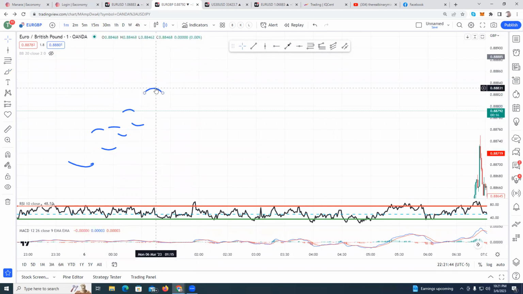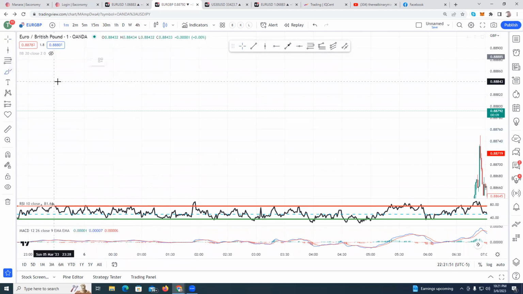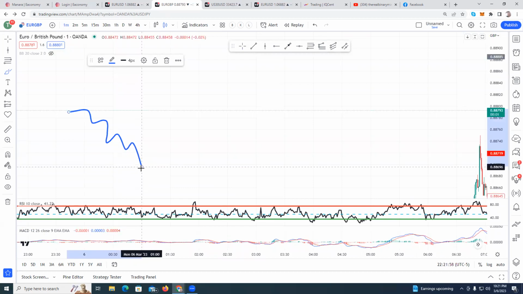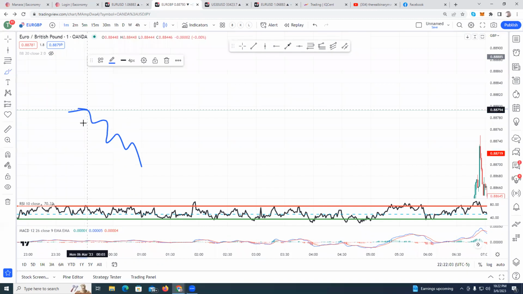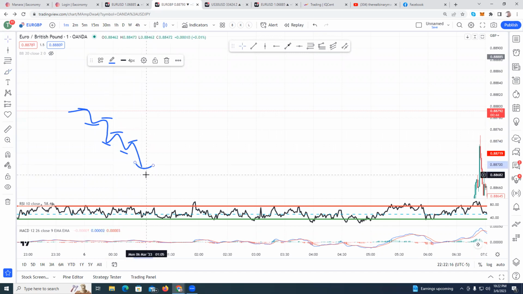Now sometimes, let's get rid of this real quick. Sometimes the market moves in an upward movement, which is going to be the uptrend. And sometimes the market moves in a downward movement in the form of a downtrend where we're creating lower lows and lower highs, lower lows and lower highs, lower lows and lower highs, and a lower low, right? And that's a downtrend.